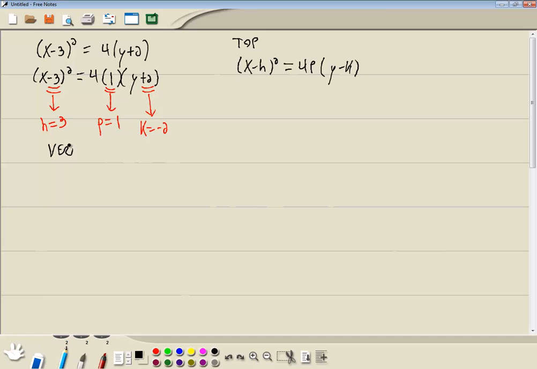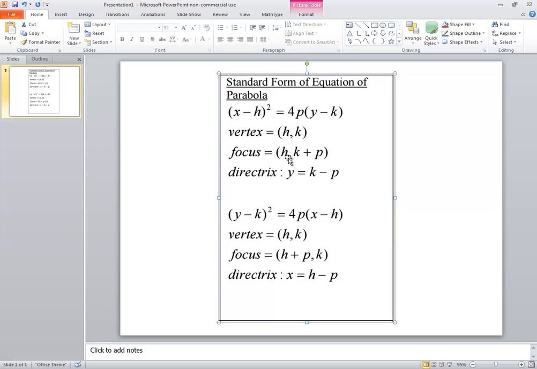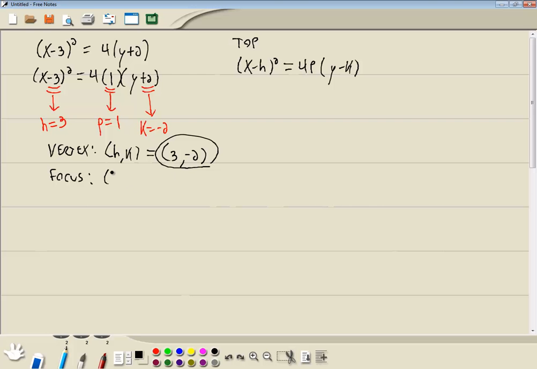Now our vertex. Vertex is always (h, k), which we said h was 3, and we said k was negative 2. Now our focus. We're working with the top formula. Our focus is (h, k plus p). So we plug in everything we identified. We said h was 3, comma k, which is negative 2, plus p, which is 1. So that gives us (3, negative 1).